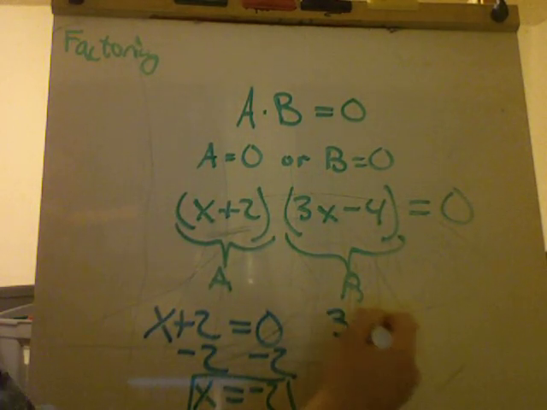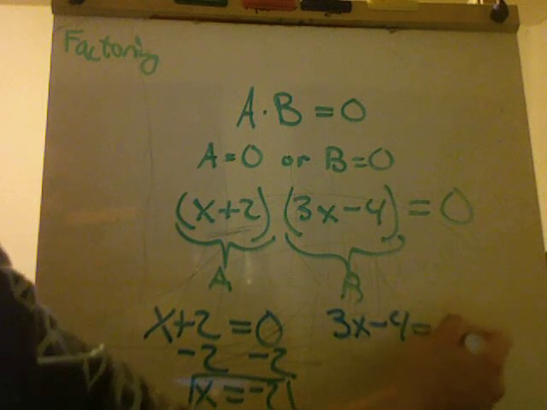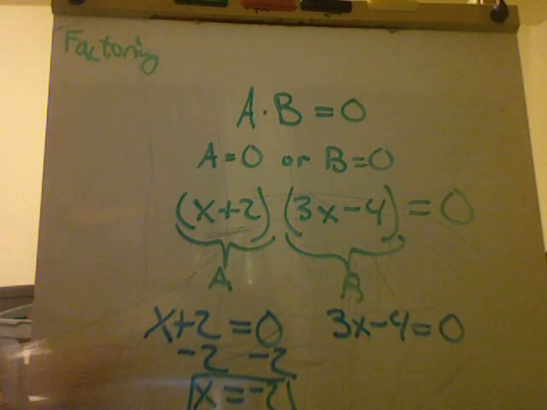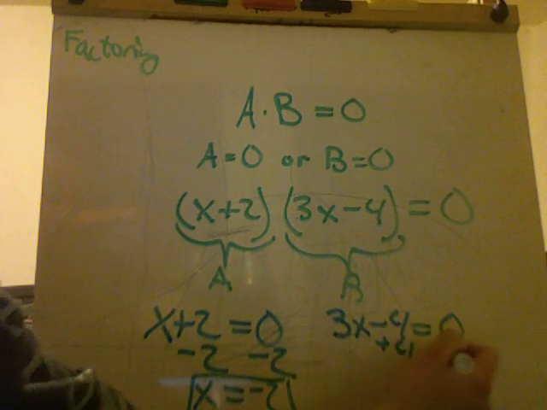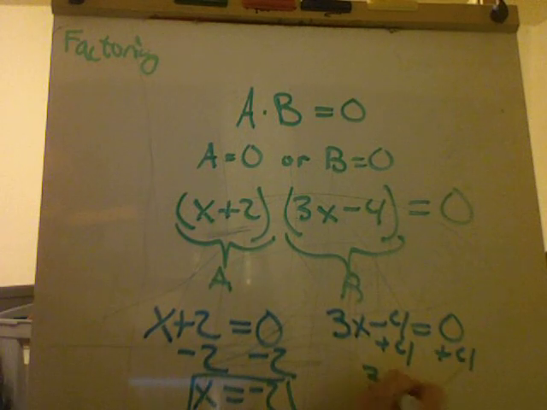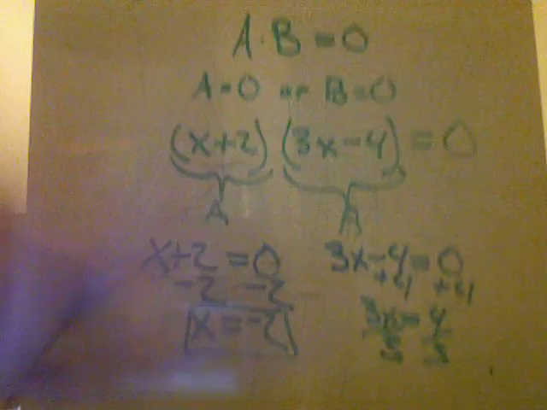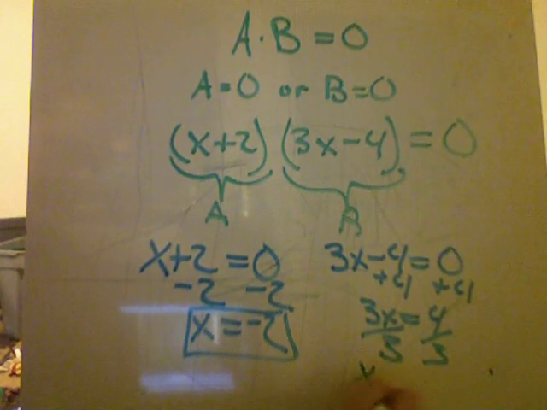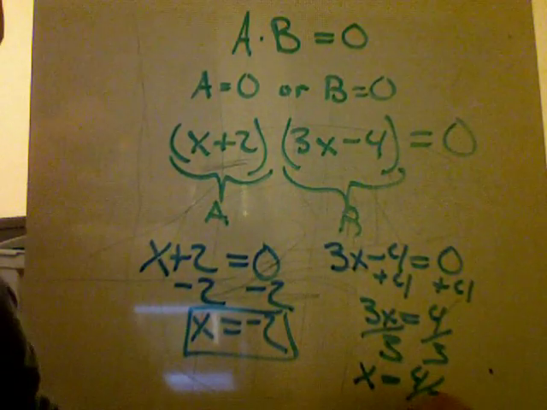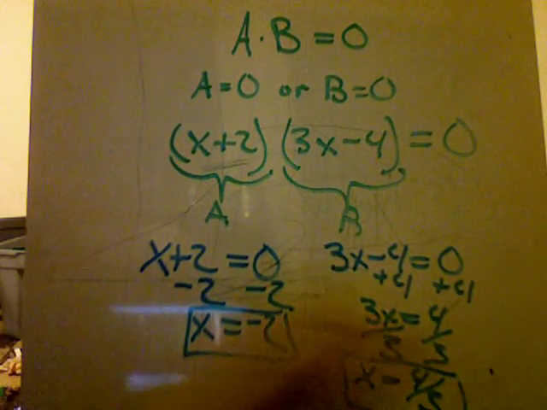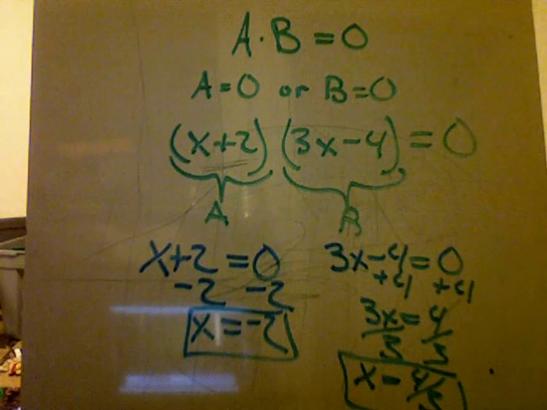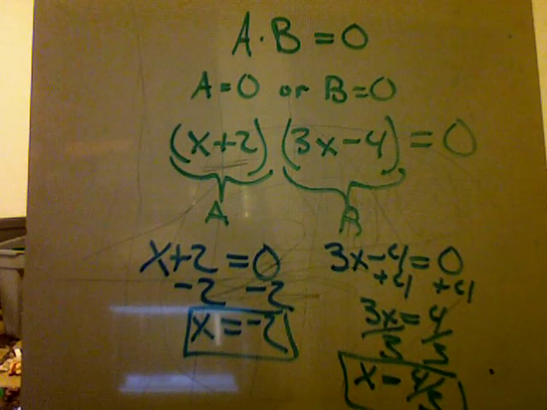But it's also possible that our B is 0. I mean 3x minus 4 equals 0. So solve for x. Add 4, 3x equals 4. Divide by 3, divide by 3, and x equals 4/3. Okay? So if x is 4/3, this whole thing is 0.